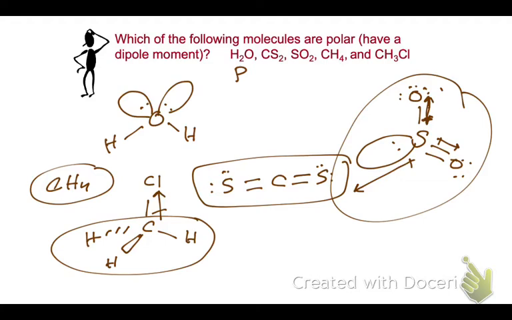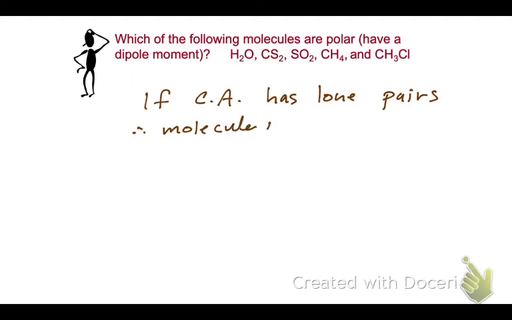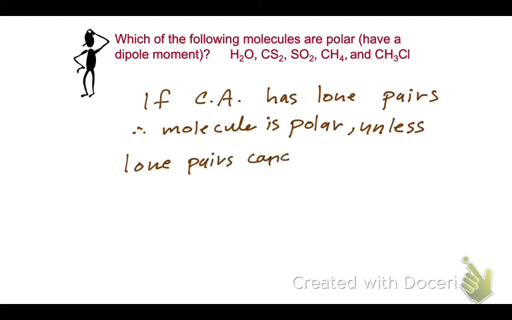One last thing I would like to add before I end this lecture, and I'm going to write it down: if the central atom has lone pairs, then the molecule is polar, unless the lone pairs cancel out. So what does that mean, lone pairs cancel out?